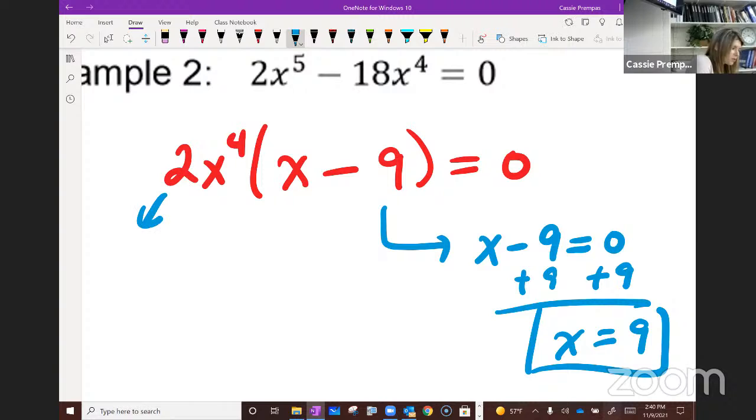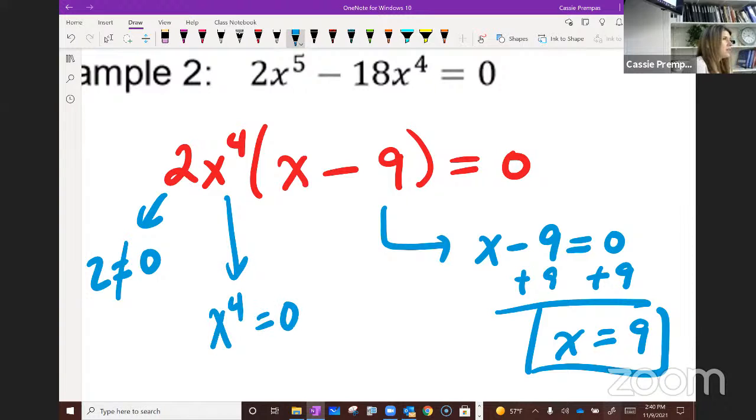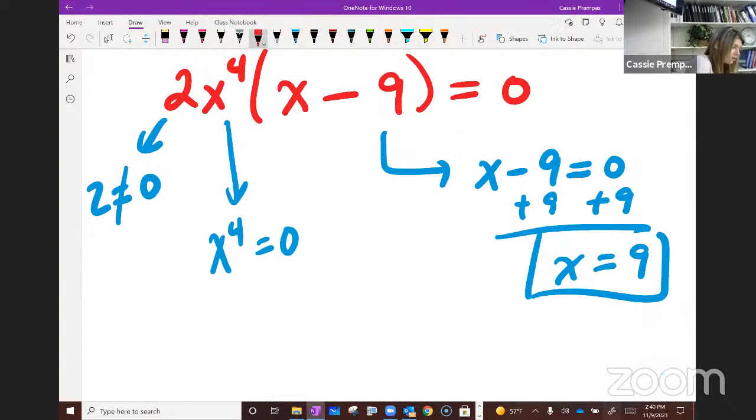Do you need to set 2 equal to 0? No, 2 can't equal 0. Right, it's on the outside. It doesn't affect your answer for x. But do we need to set x to the 4th equal to 0 and solve? Yes. Does it give us an answer? 0. So x equals 0 is the other solution, because 0 times 0 times 0 times 0 would give me 0.